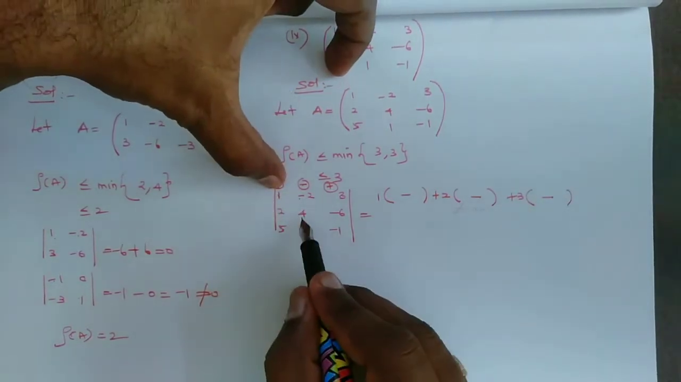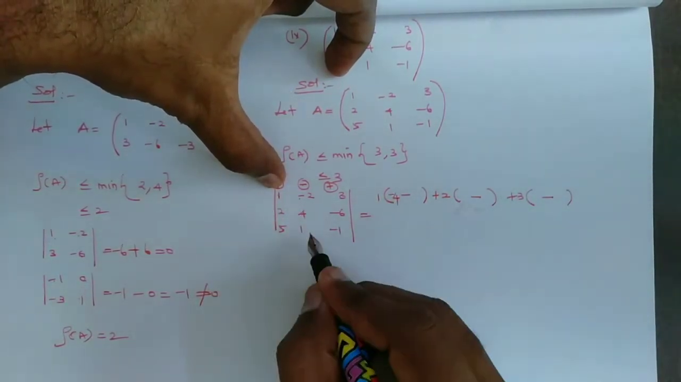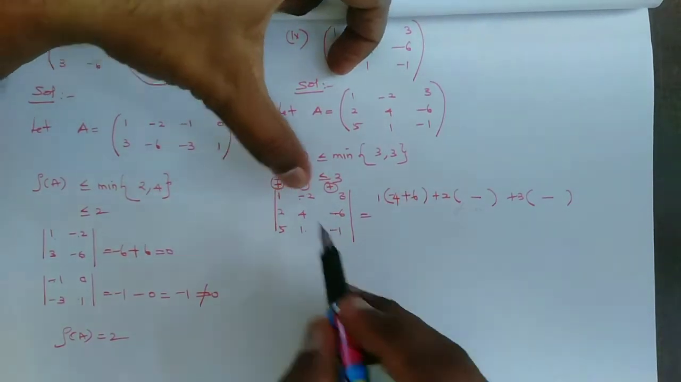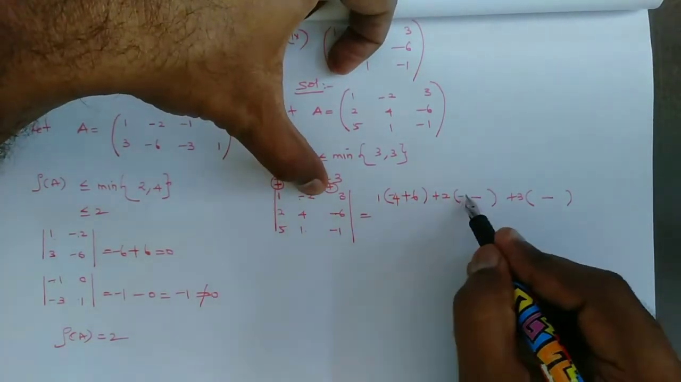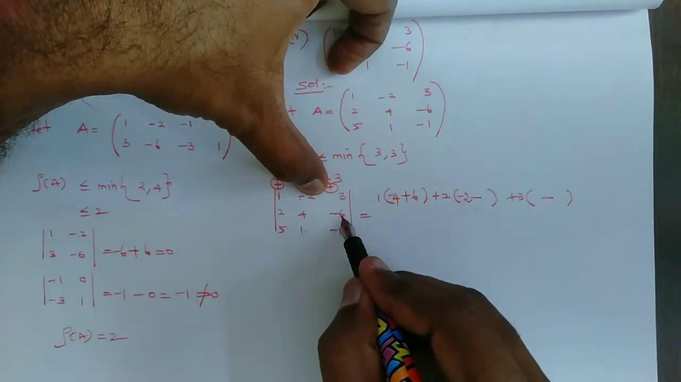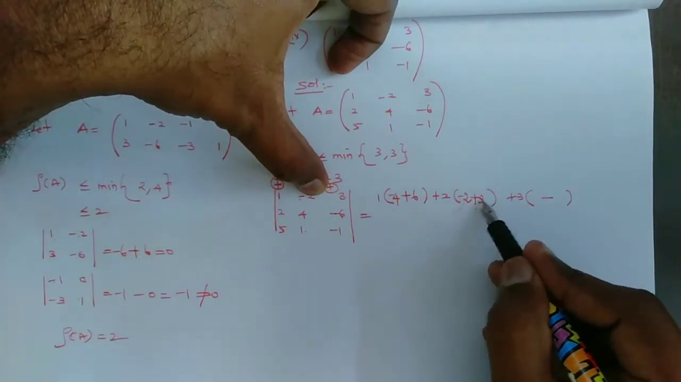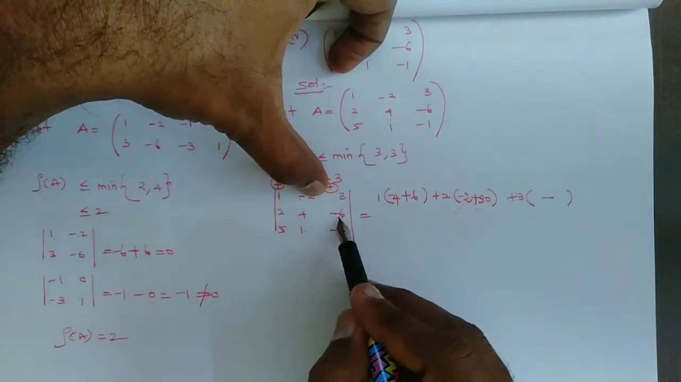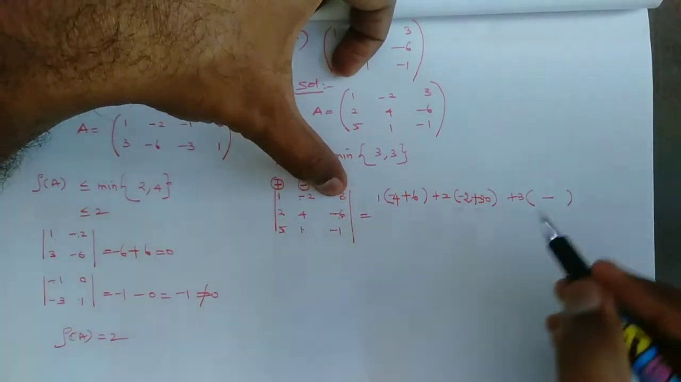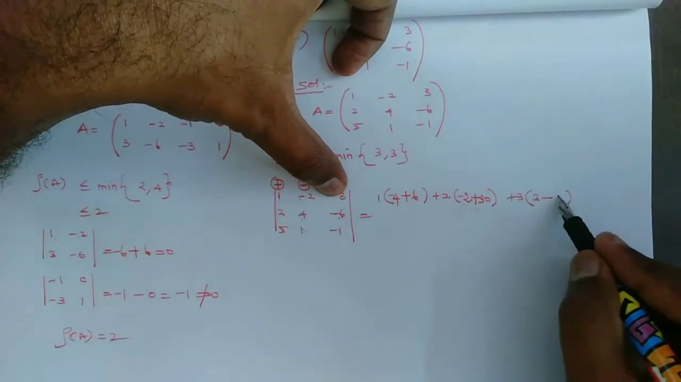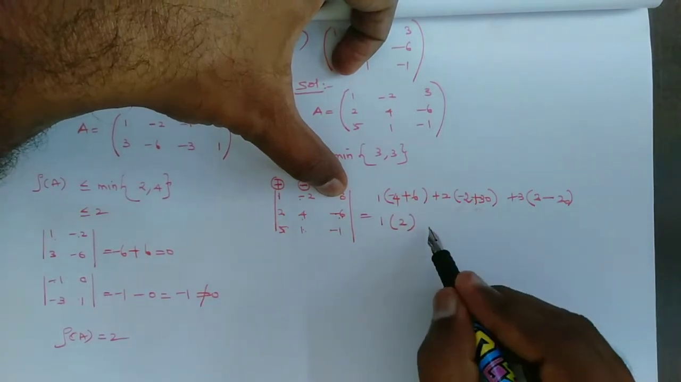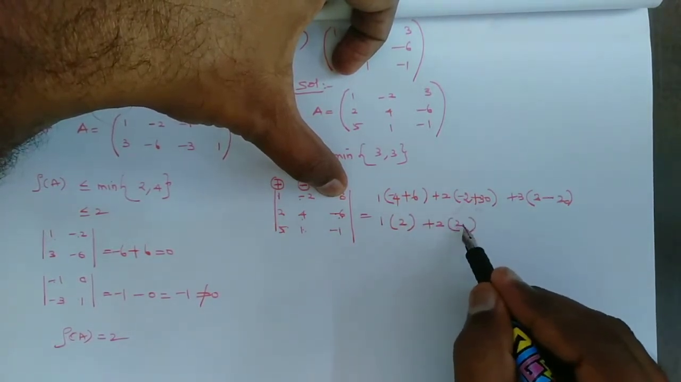So 1: 4 into minus 1 is minus 4, 1 into minus 6 is minus 6, already minus, so write plus 6. 2: 2 into minus 1 is minus 2, 5 into minus 6 is minus 30, already minus, so put plus 30. 3: 2 into 1 is 2, 5 4s are 20. So what is the answer? 1: minus 4 plus 6 is 2. 2: this is going to be 28.